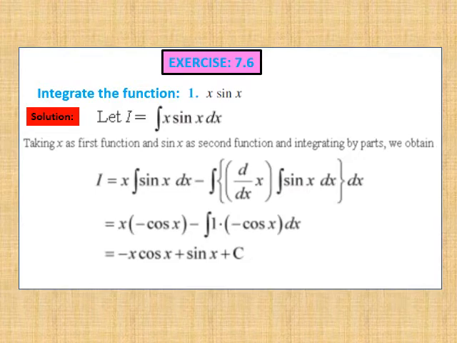Keeping all these points in mind, let's start exercise 7.6, and the first question is: integrate the function x sin x. Now as you can see, there are two functions, x and sin x, so we have to apply integration by parts. If you remember ILATE, A for algebraic and T for trigonometric, here x is your algebraic function and sin x is your trigonometric function. So our choice of first function will be x, and sin x will be your second function.